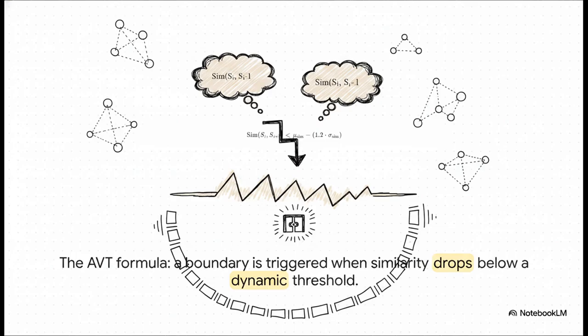A cut is made only when the similarity between two sentences falls below the average similarity of the entire document minus a bit of its standard deviation. This is what makes the threshold adaptive. Think about it. In a dense academic paper where the topic is consistent, the standard deviation is low, so the system becomes super sensitive to even small shifts. But in a technical manual that jumps around a lot, the deviation is high, and the system becomes more forgiving to avoid chopping things up unnecessarily. It adapts to the text it's reading.